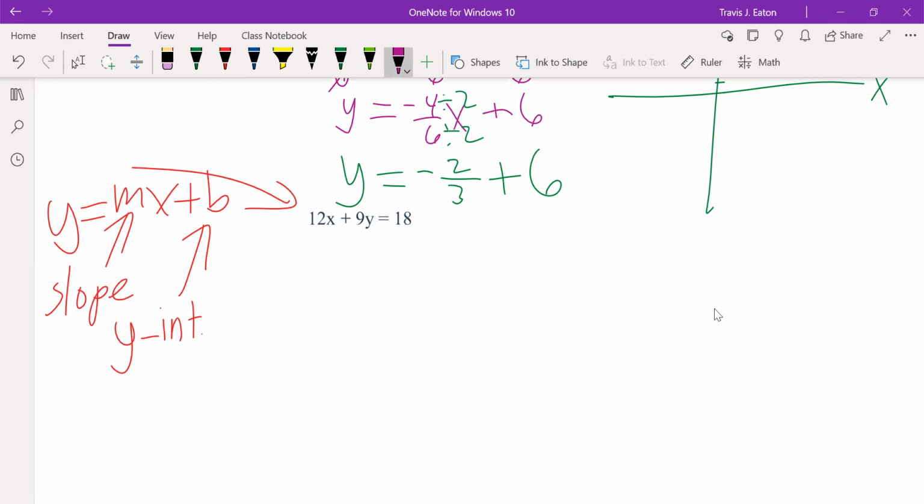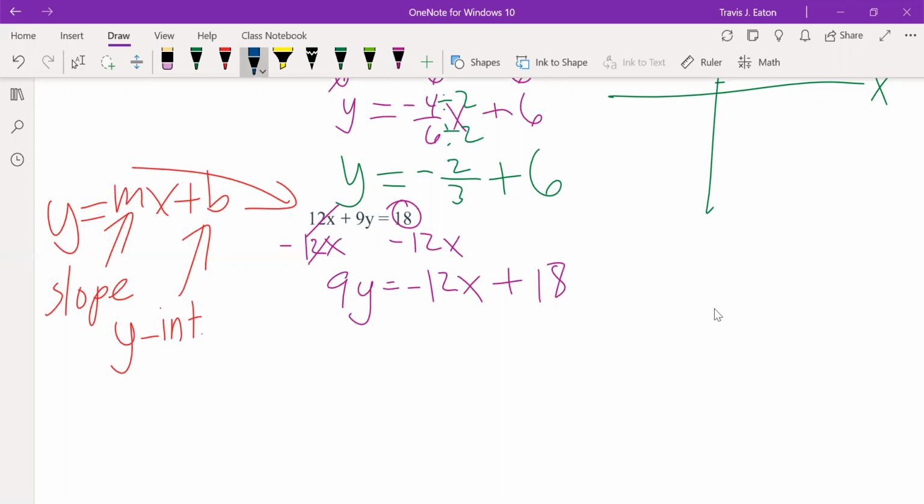We'll start to get y by itself, so we're going to subtract 12x from both sides of the equation, so that when we do that, that one and that one cancel out, and I'm left with just 9y on this side. And because I want this to look as close to slope-intercept form as possible, I'm going to put that as negative 12x at the beginning of the right-hand side, and then I'm going to add the 18 afterward.